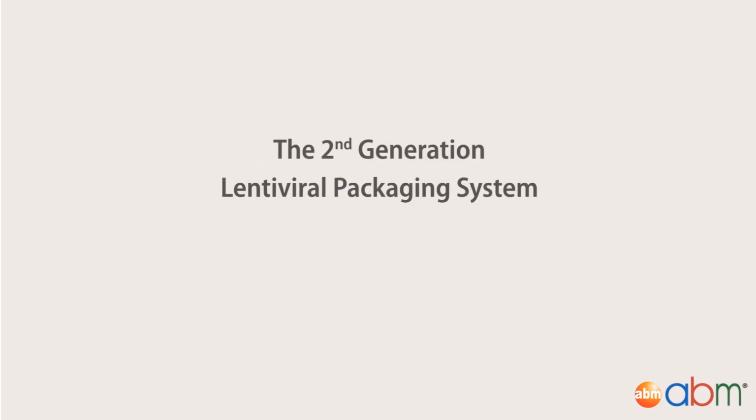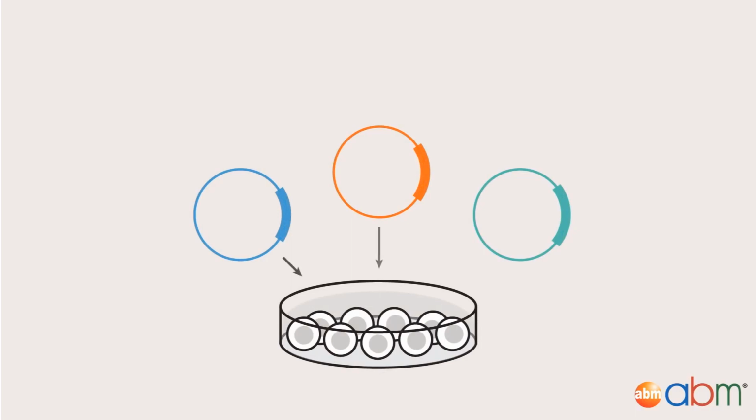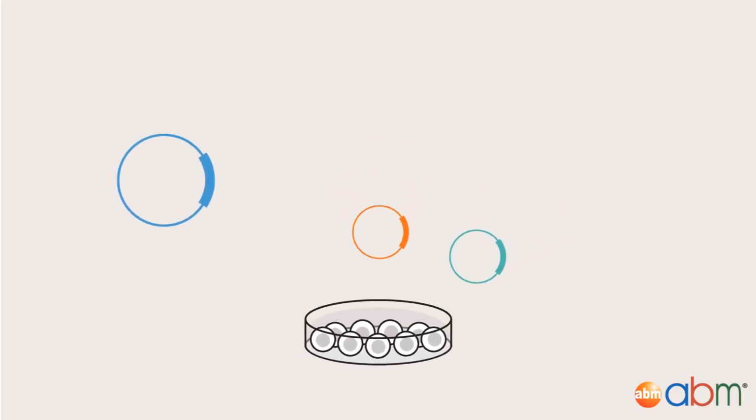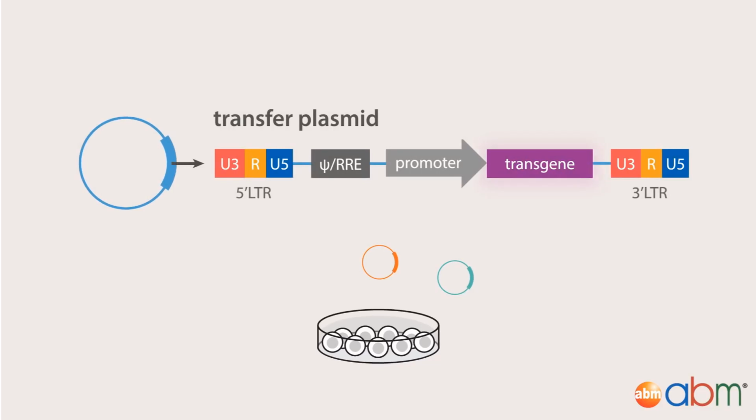The second generation system splits the essential components of the lentiviral system across 3 plasmids that are delivered separately for safety. The transfer plasmid encodes for the transgene. It also contains cis-acting elements such as the 5' and 3' LTRs essential for promoting RNA polymerase II to begin transcription of viral mRNA, and the psi sequence which signals genome packaging.